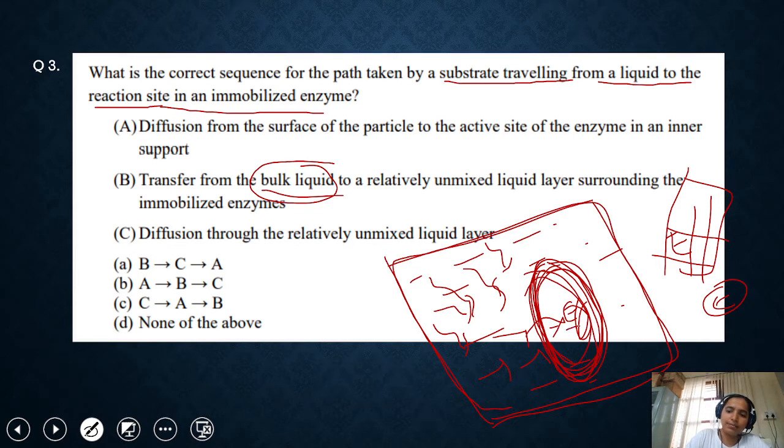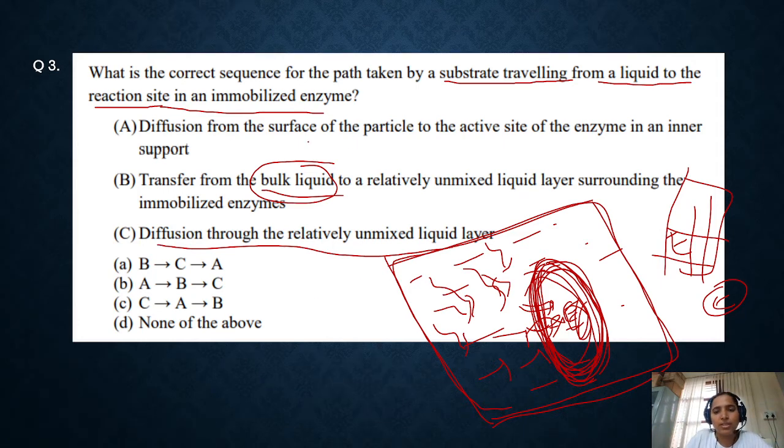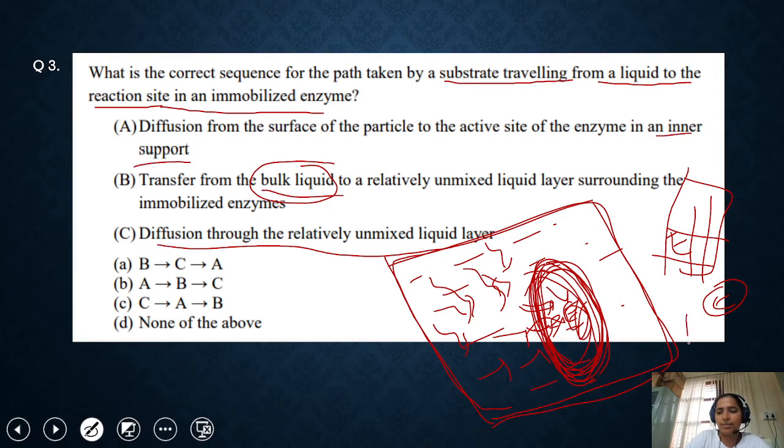Then what will happen, diffusion, because now we know that this is an unmixed layer, so it will try to move from this unmixed layer to the enzyme. It means what is happening here is diffusion. So diffusion occurs through the relatively unmixed liquid layer. Then we'll read the next option, diffusion from the surface of the particle to the active site of the enzyme in an inner support. So finally it will go to the active site of the enzyme in an inner support, means in which the enzyme is trapped.